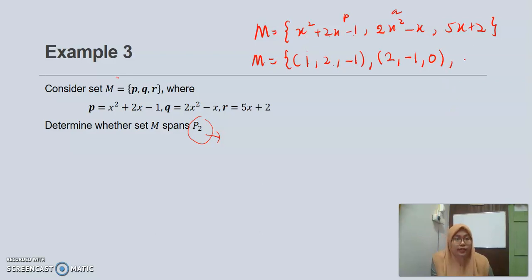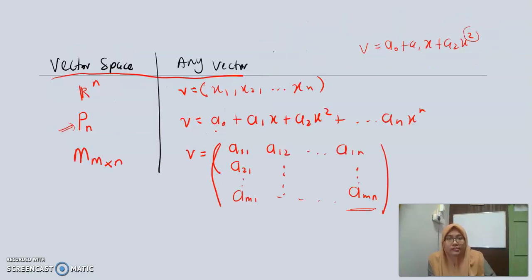And the last vector, vector R: 0, because the coefficient of x squared is 0, and then 5, 2. 5 is the coefficient of x, 2 is the constant term. So these are the vectors in M. Now our vector space is P2, polynomial of degree 2. So refer to this polynomial form of vector a0 plus a1x plus a2x squared.